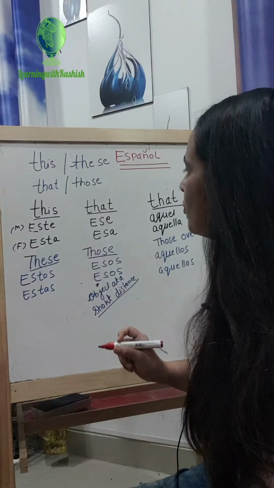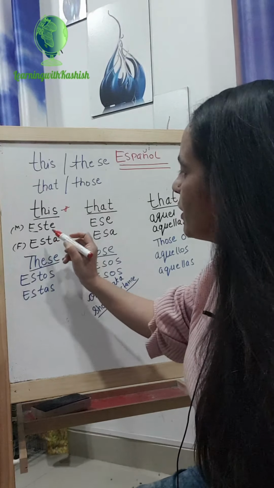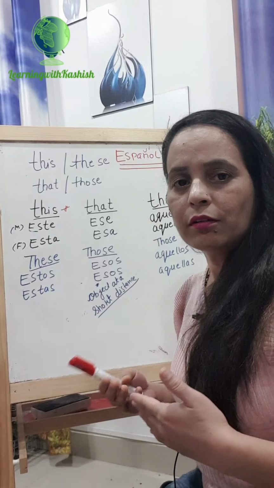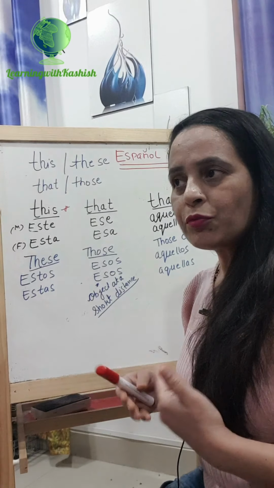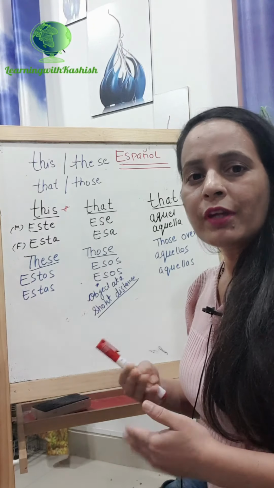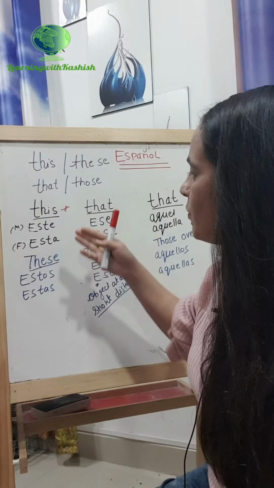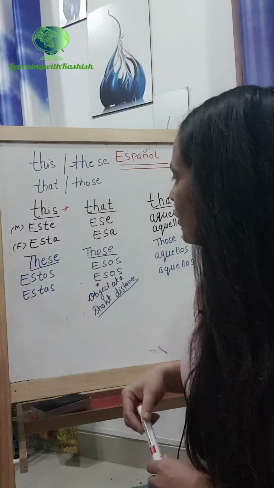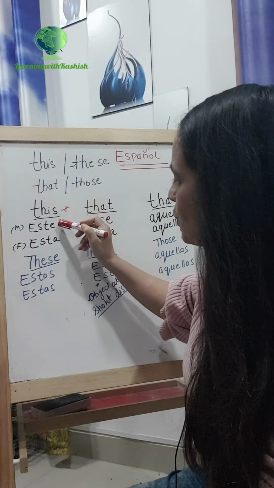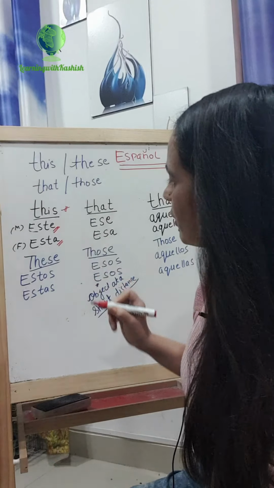Okay, so first we will go for this. Every noun is masculine or feminine in Spanish. So whenever we are using this, that, those and these, we have to check whether the noun is feminine or masculine, then only we will use a particular word for that. For example, for this we use the word este, esta. Este for masculine, esta for feminine.